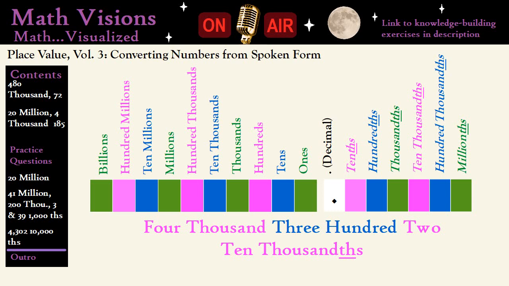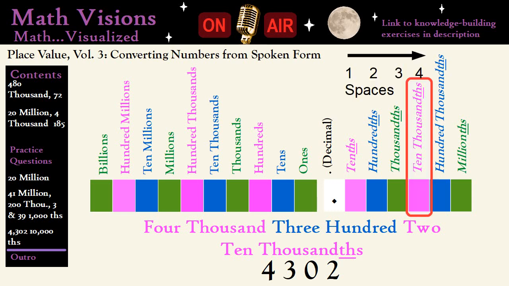4,302 10 thousandths. If you notice, we don't see the word "and," but we do have a place value, 10 thousandths, that ends with THS. In this case, all of the digits will be to the right of the decimal. We'll do this one by writing 4,302 without a comma, since the digits to the right of the decimal are not separated into groups. Looking at our place values, we see that 10 thousandths are 4 spaces to the right of the decimal.